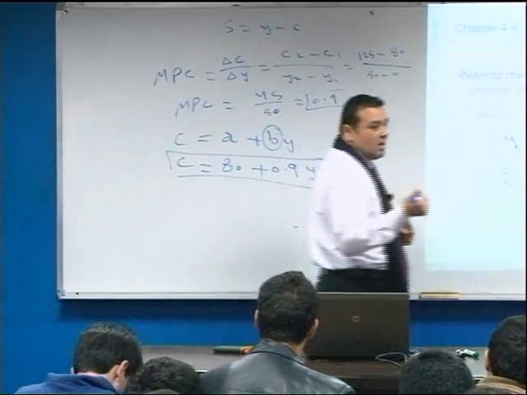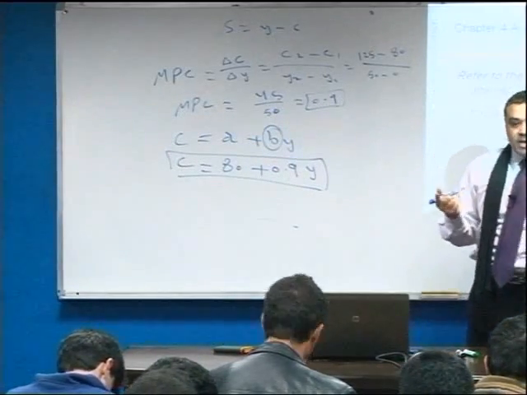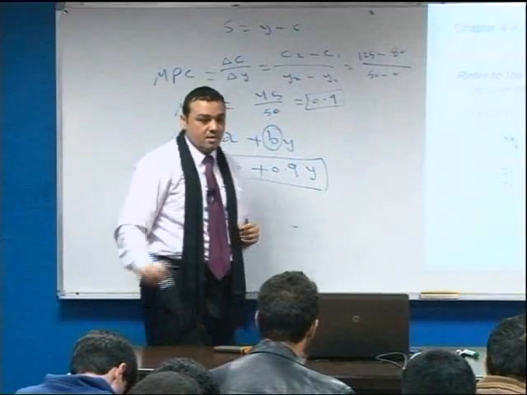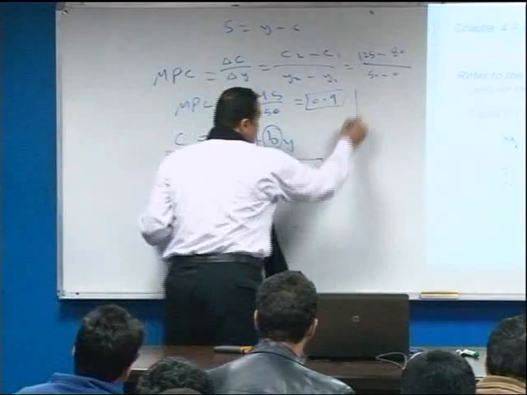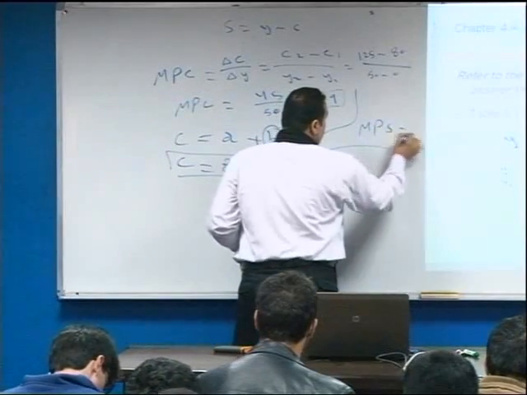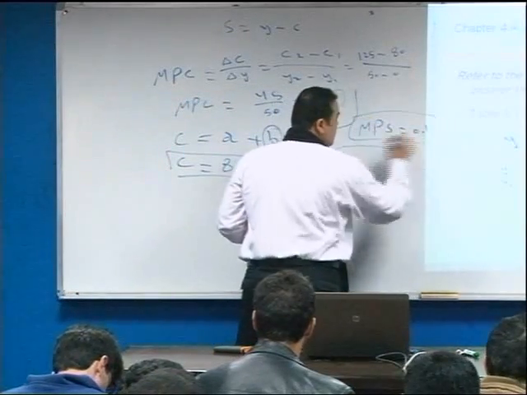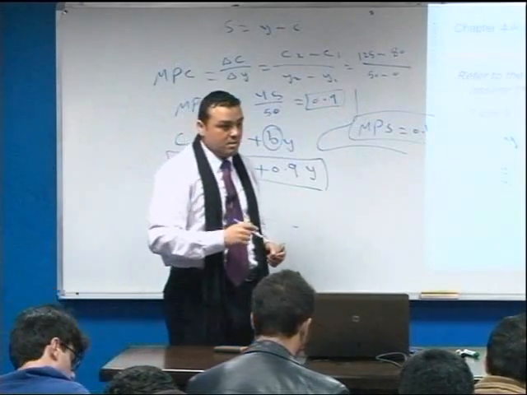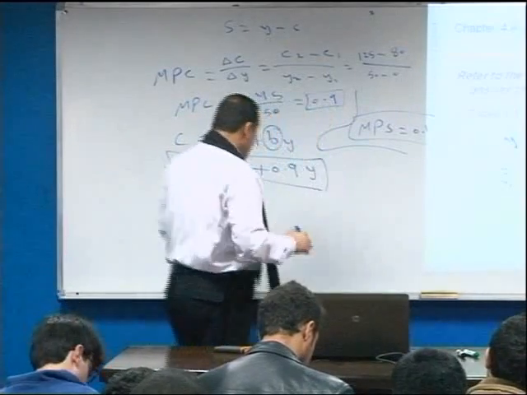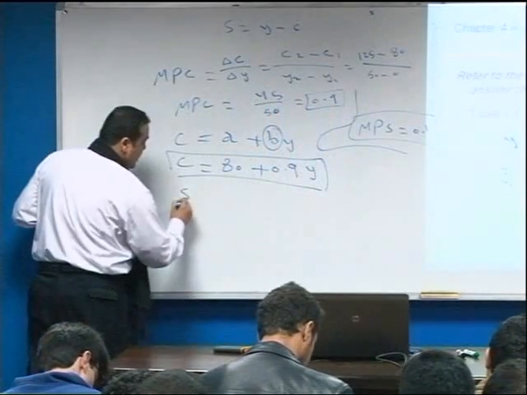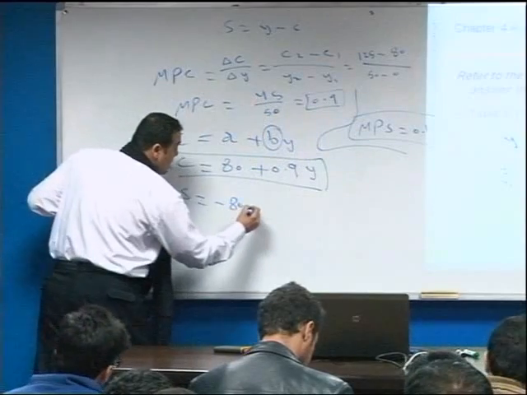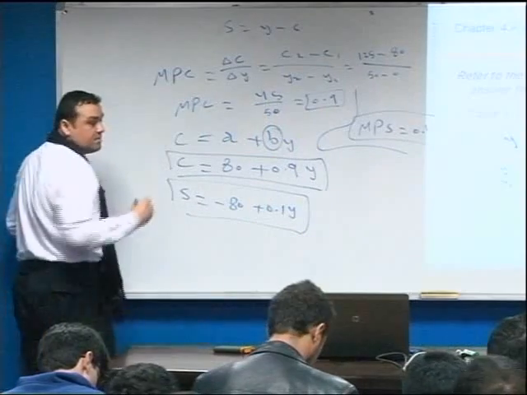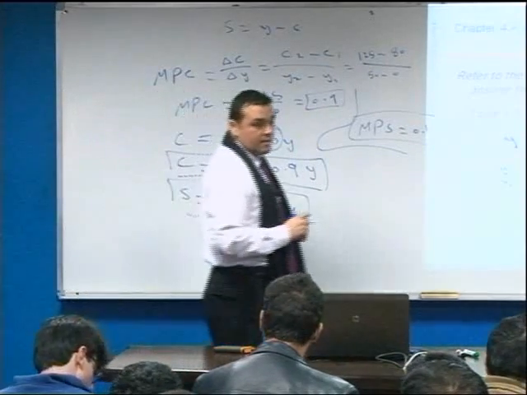Question number 2. Derive or calculate the marginal propensity to save and derive the saving function. MPS equals 0.1. That's it, because MPS plus MPC must equal 1. Right? Okay. The saving function in this case, S equals minus 80 plus 0.1Y. This is the saving function. Right? Okay.